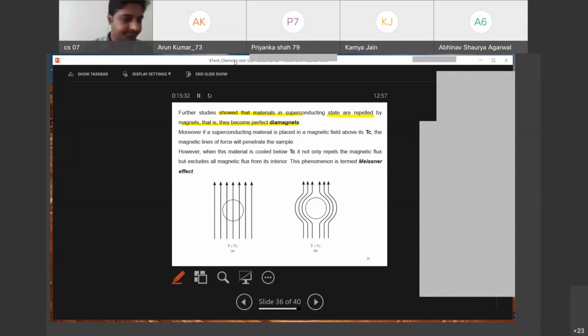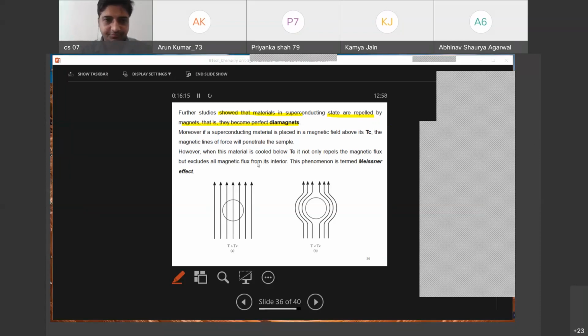Okay, so I was saying that whenever any metal is present in its superconducting state, it is diamagnetic in nature. This means it is repelled by the magnetic field, or it is repelled by the magnet. This is the feature of a superconducting state.